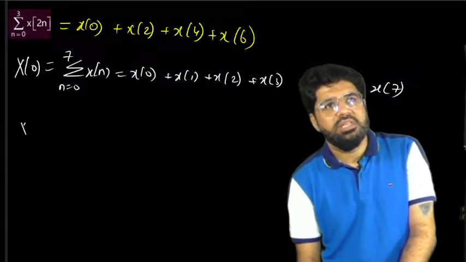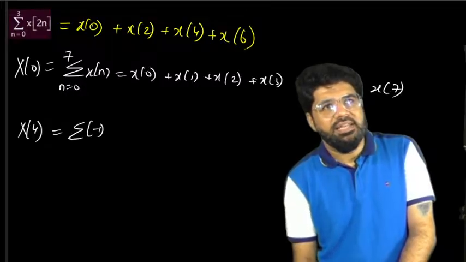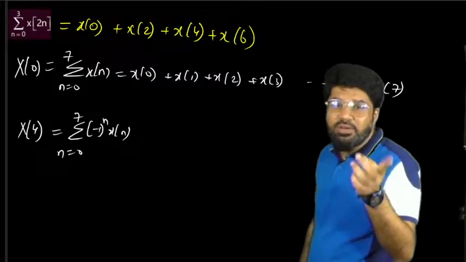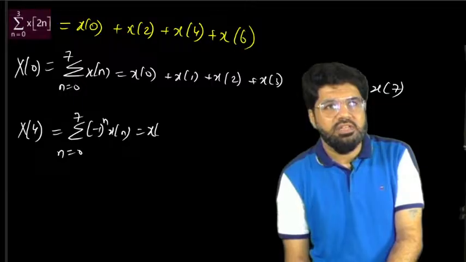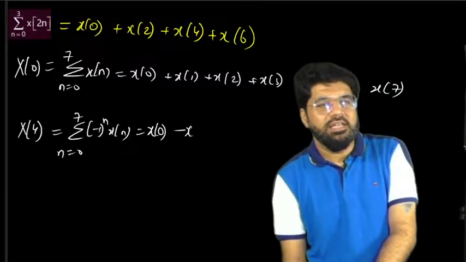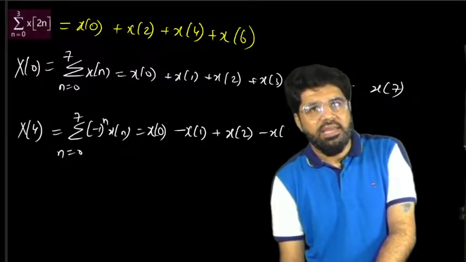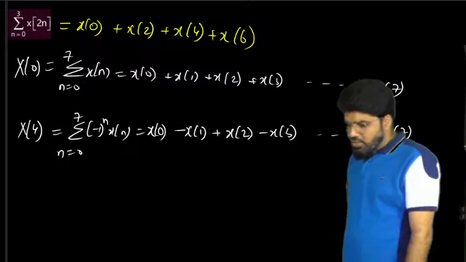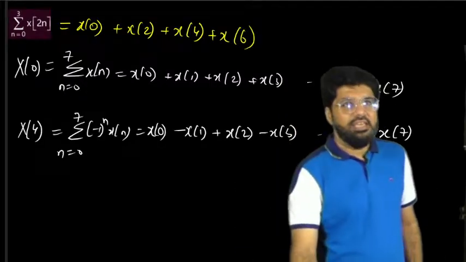But if you use the X4 central ordinate, summation of minus 1 power n into xn, whenever you put minus 1 power n, it is going to be alternating in sign, because minus 1 power odd is negative and minus 1 power even is positive. So you start with minus 1 power 0, that is 1, then minus x1, then minus 1 power 2 is positive, so plus x2, then minus x3, etc. The alternate plus minus till x7.